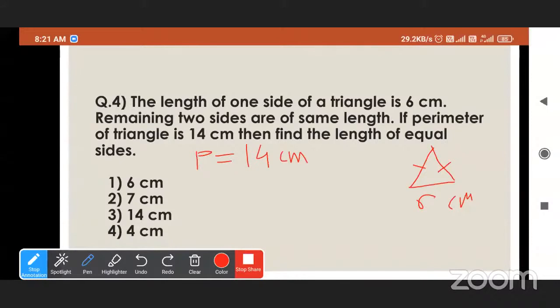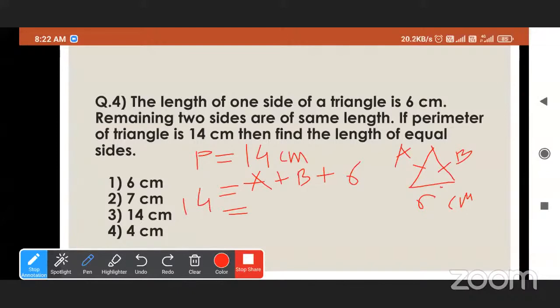So what do we have to do to find out the length of the other sides? Perimeter of the triangle. Okay, if this one is A, this one is B and this one is C side. C is already given, that is 6 centimeter. So the perimeter of that triangle is A plus B plus C. But A and B are equal, and C is already given, that is 6.